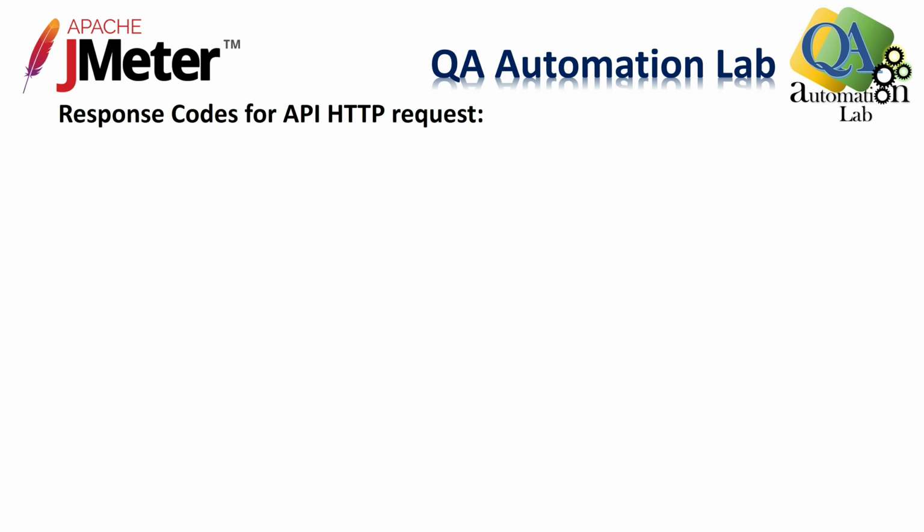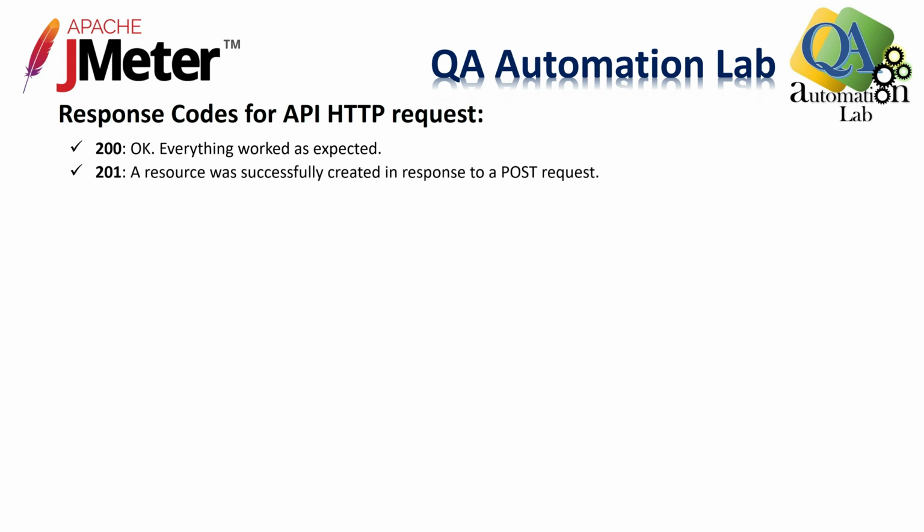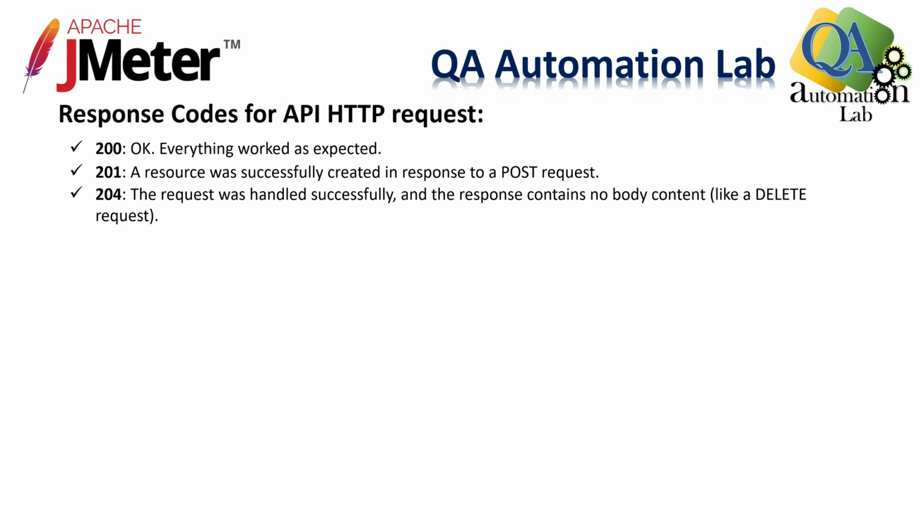Let's see response codes for the API HTTP request. First one is 200 OK response code. This response code we will receive for every successful response. 201 response code we will get whenever we are creating a resource without any failure. 204 response code we will get whenever we are deleting content which exists.